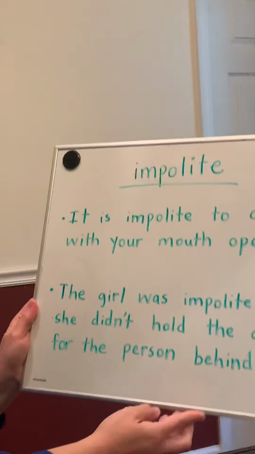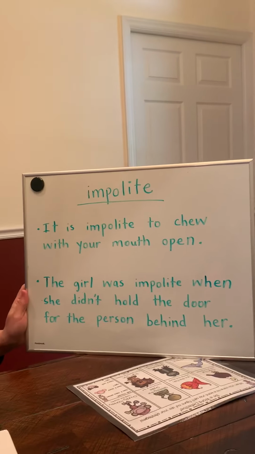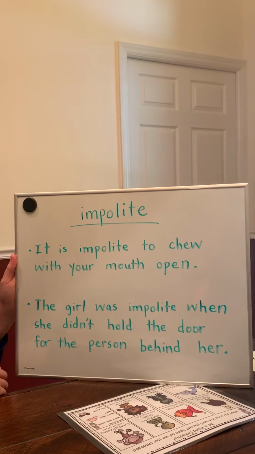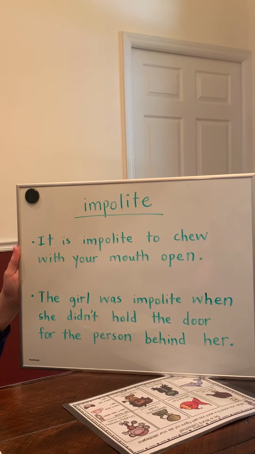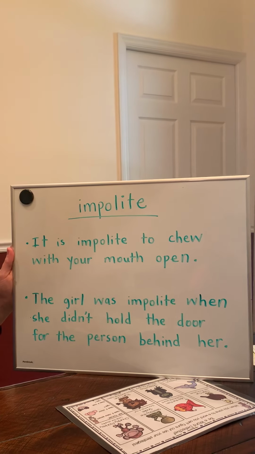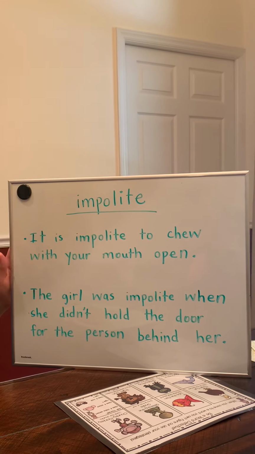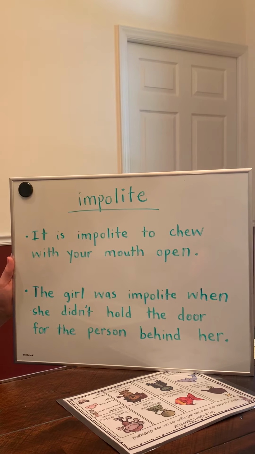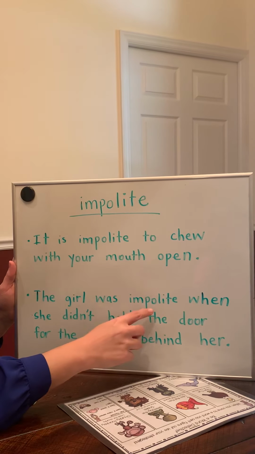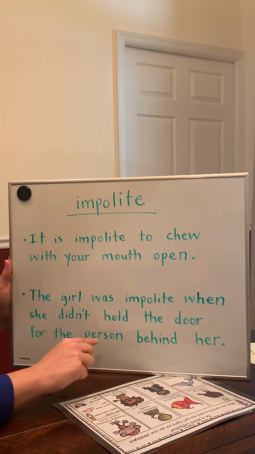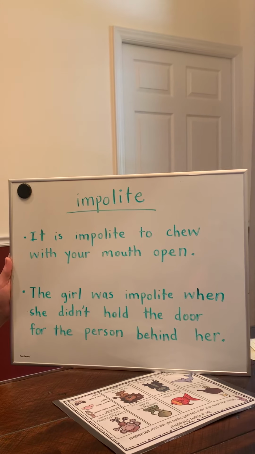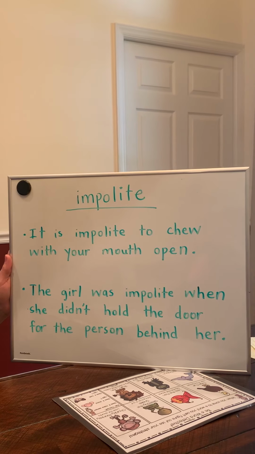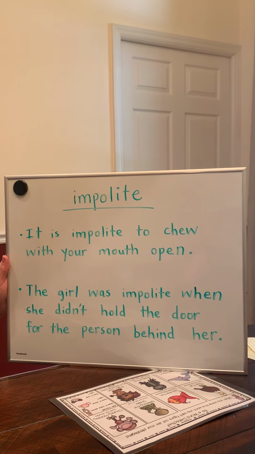So on our chart, I wrote the word impolite, and I thought of a couple of sentences with that word. The first sentence I wrote is, "It is impolite to chew with your mouth open." And of course I have capitals and periods in that sentence because that's what we do in 2nd grade. And then the second sentence I wrote with the word impolite is, "The girl was impolite when she didn't hold the door for the person behind her." We practice that all the time at school. We practice holding the door for the person who's in line behind us. So those are just 2 sentences using the word impolite.